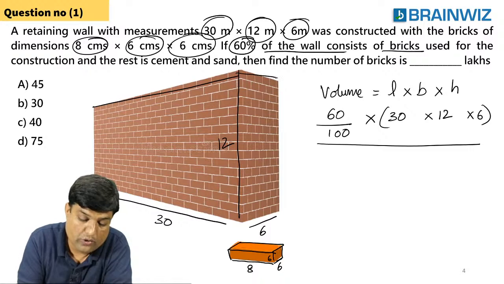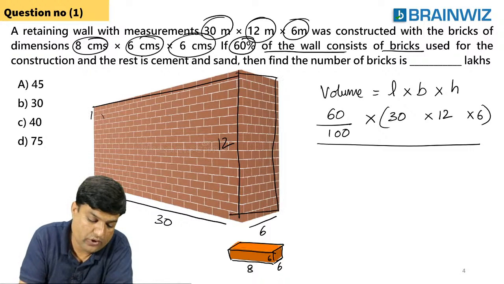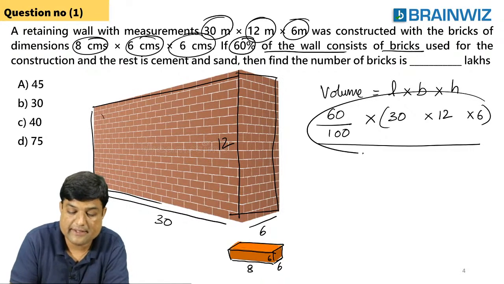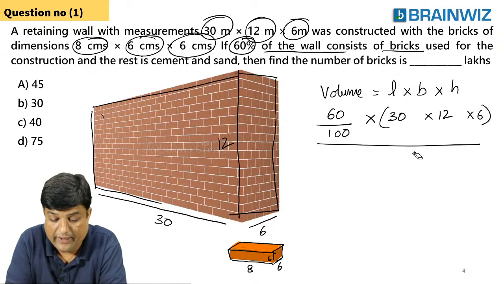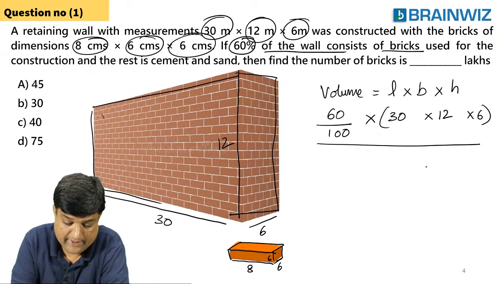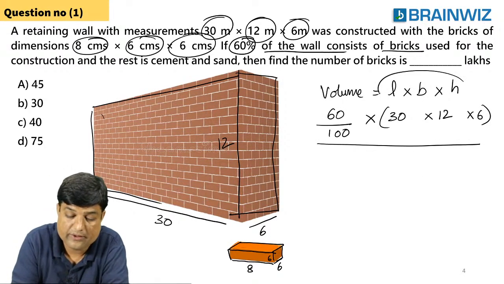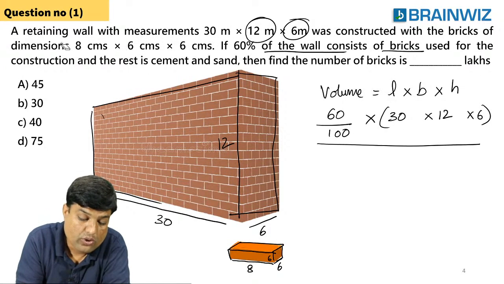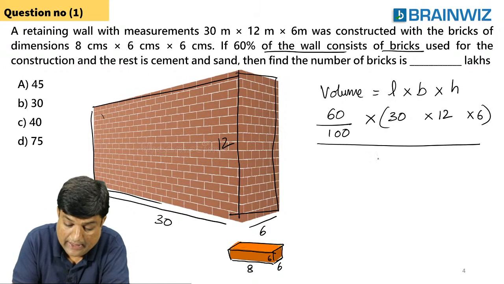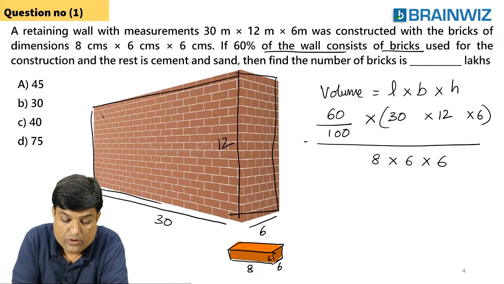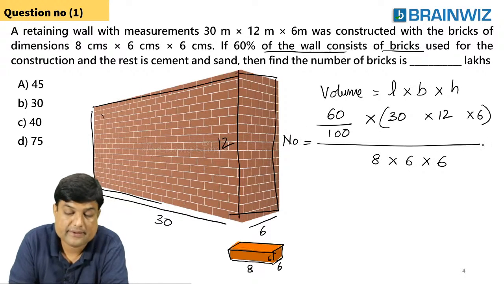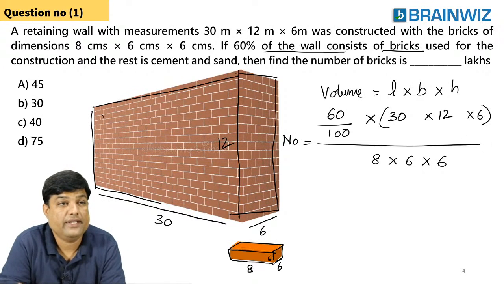The volume of the wall you are finding right now, that is this one. And the volume of the brick I am finding. So how to find the volume of the brick? This is length into breadth into height. You all know that is the formula you are supposed to use. One thing you should understand: this is length, this is breadth, this is height, this is the volume. Like this you'll get the number of bricks. I hope you all are understanding this.